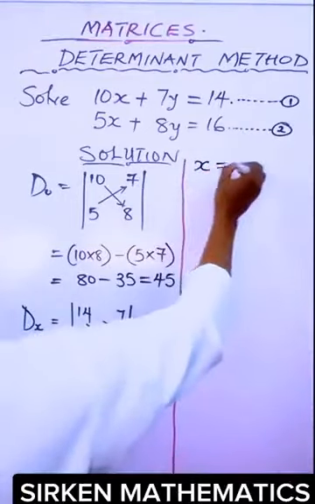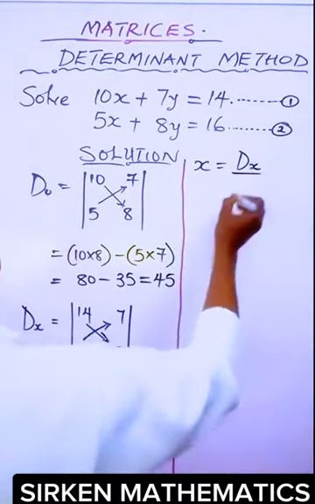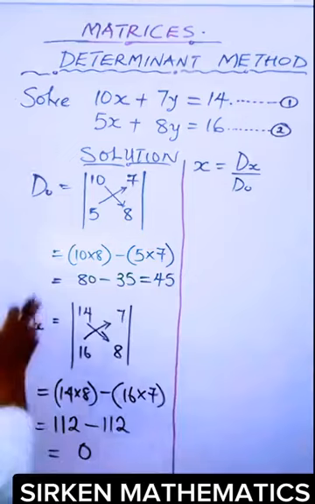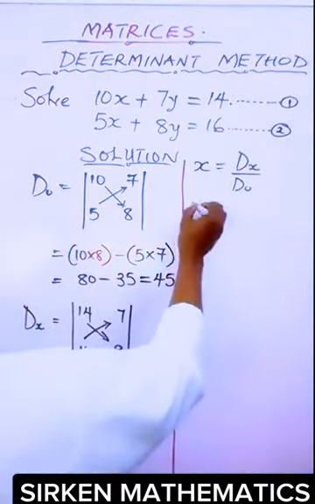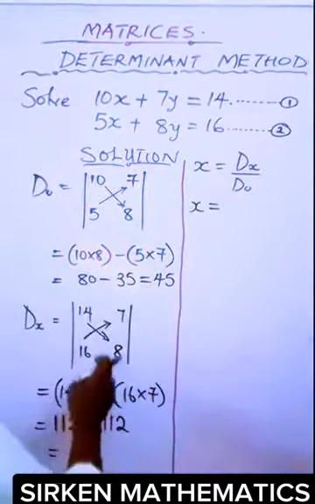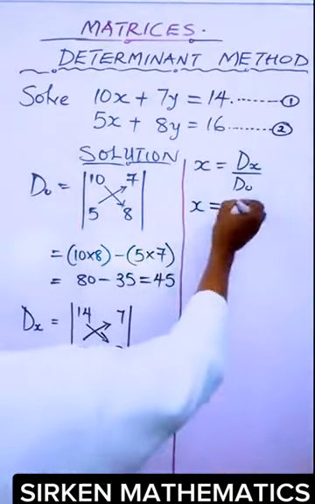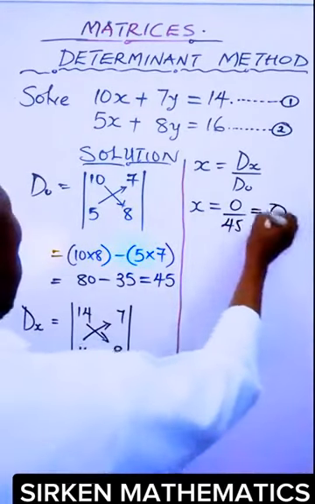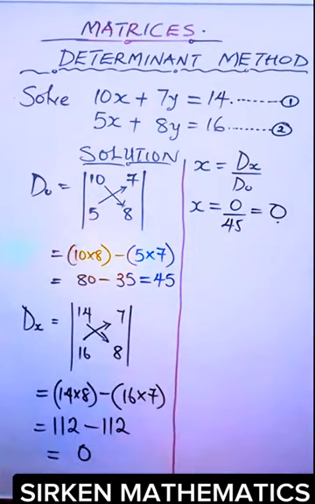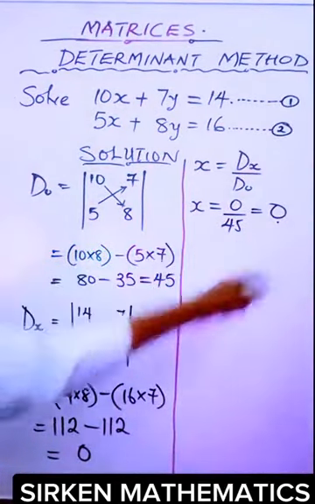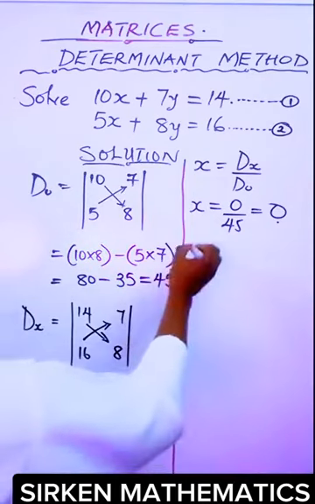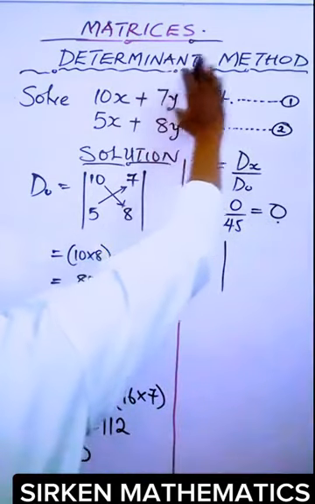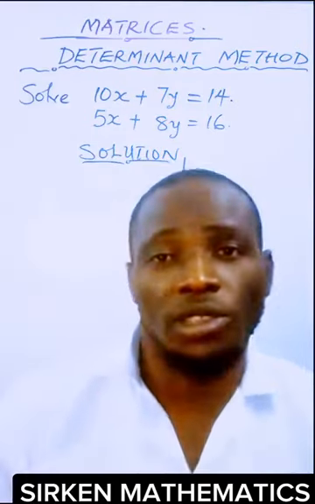To get x, it will be the determinant of x over the initial determinant, making it x equals dx is 0, 0 over 45, and finally the answer becomes 0. You understand? So x is 0. So let's get y. Determinant of y, we will close y and use this one to replace it. Not the finish. You understand, sir?